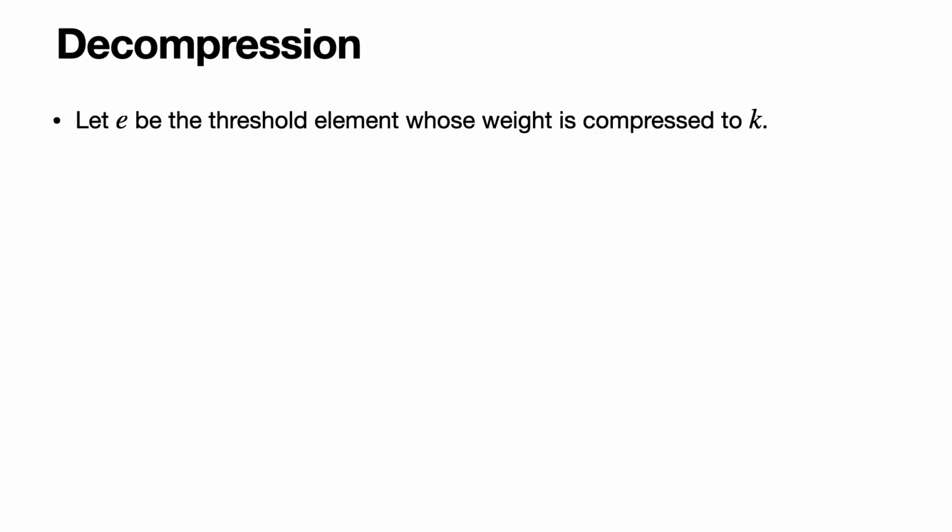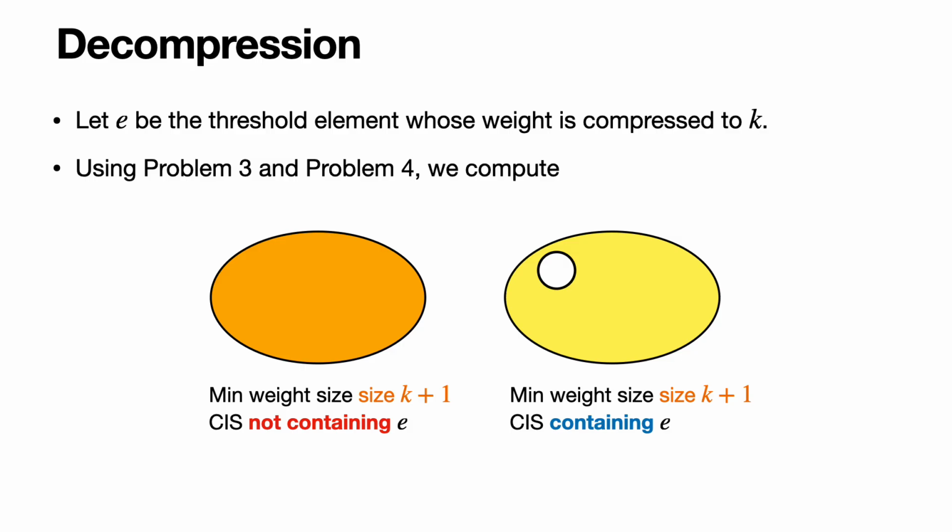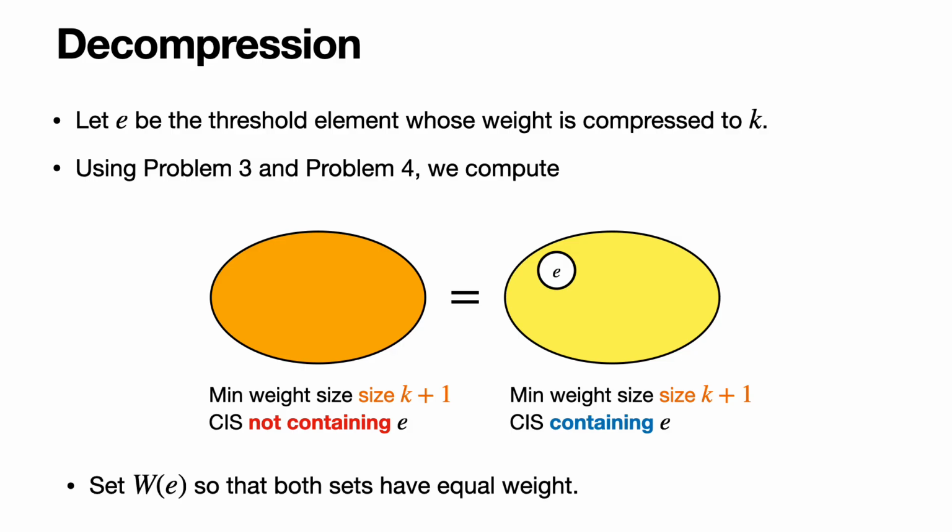So let me tell you how we find the weight of E now. So let E be the threshold element whose weight is compressed to K. Using problems 3 and problem 4, which we can do even without the weight of E, and we don't have the weight of E, so we need to do it without it, we compute the minimum weight size k plus 1 common independent set not containing E and the minimum weight size k plus 1 common independent set containing E. Okay? And now we just set the weight of E so that both of these sets have equal weight, right? We knew that they have equal weight before, so the weight of E must have been this. And that's it, that's the decompression.